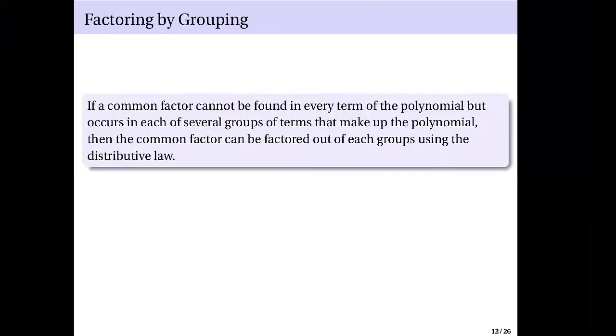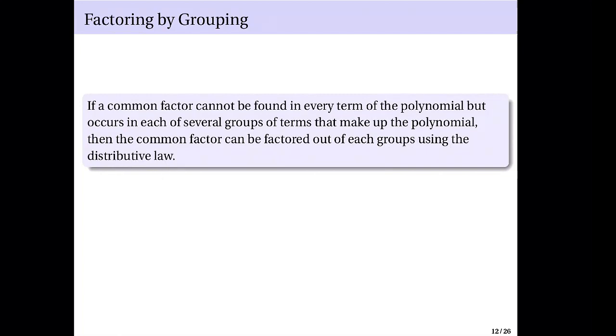So the next way of factoring is by grouping. In this method, if a common factor cannot be found in every term of the polynomial, but occurs in each of several groups of terms that make up the polynomial, then the common factor can be factored out of each group using the distributive law.